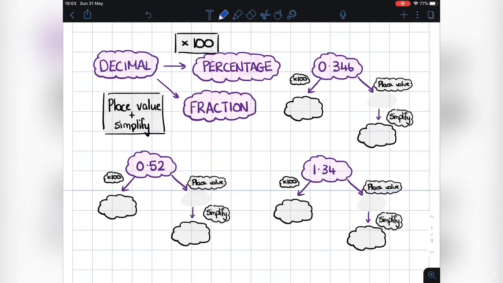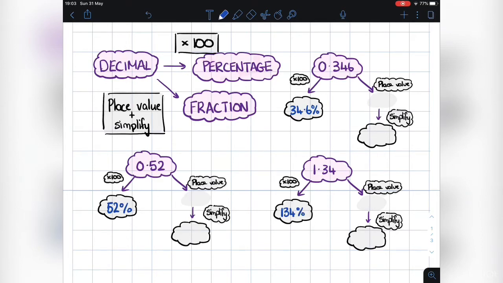Let's start with 0.52. So 0.52 multiplied by 100 gives me 52%. 0.346 multiplied by 100 is 34.6%. And 1.34 multiplied by 100 gives me 134%.